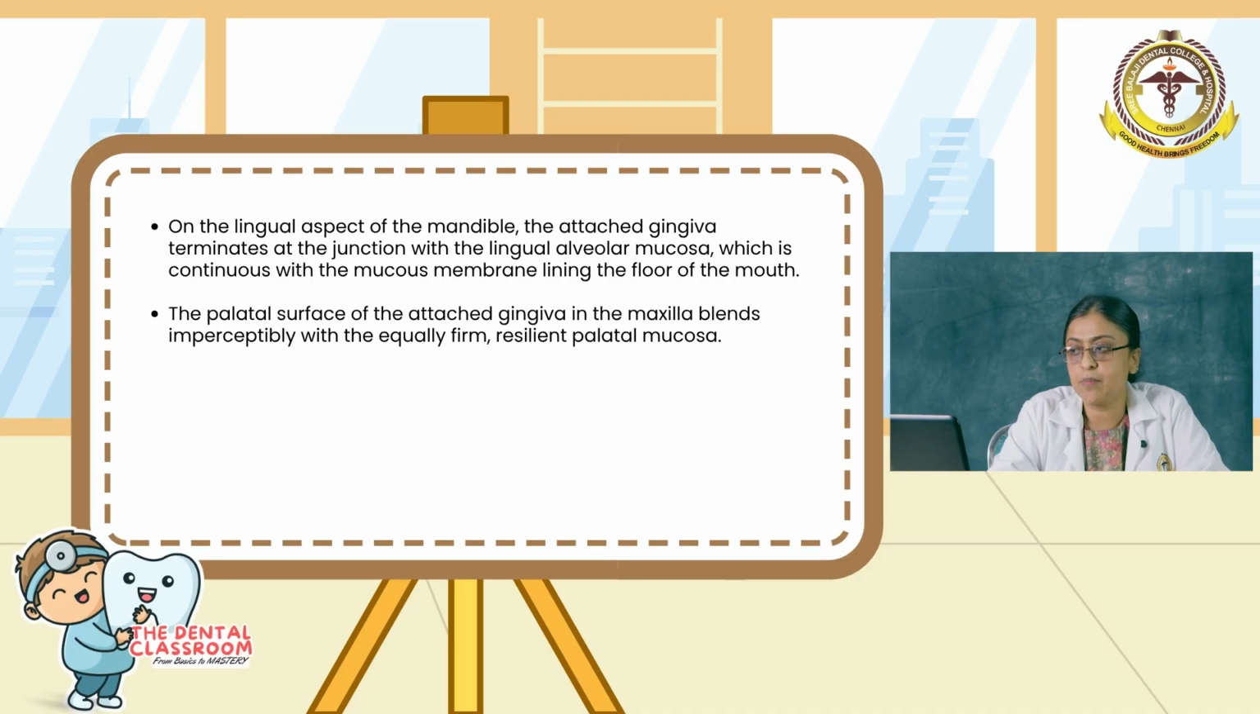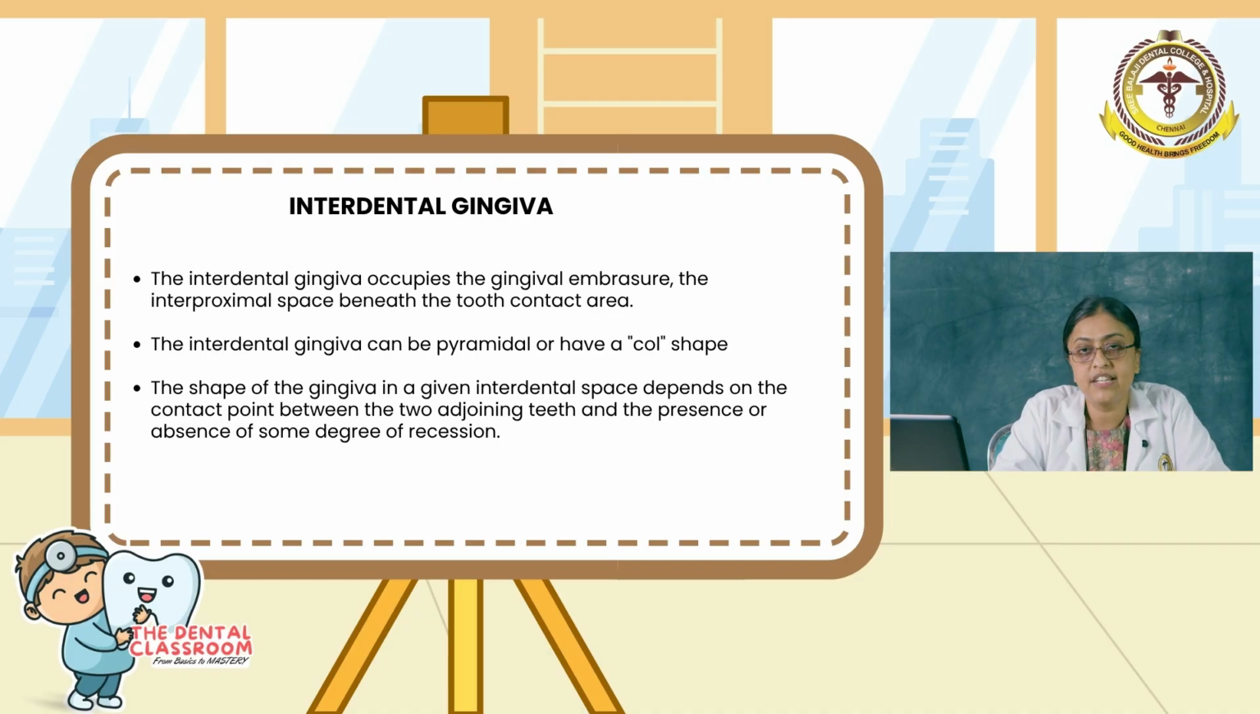On the lingual aspect of the mandible, the attached gingiva terminates at the junction with the lingual alveolar mucosa, which is continuous with the mucous membrane lining the floor of the mouth. The palatal aspect of the attached gingiva in the maxilla blends imperceptibly with the equally firm and resilient palatal mucosa. Moving on to the interdental gingiva.